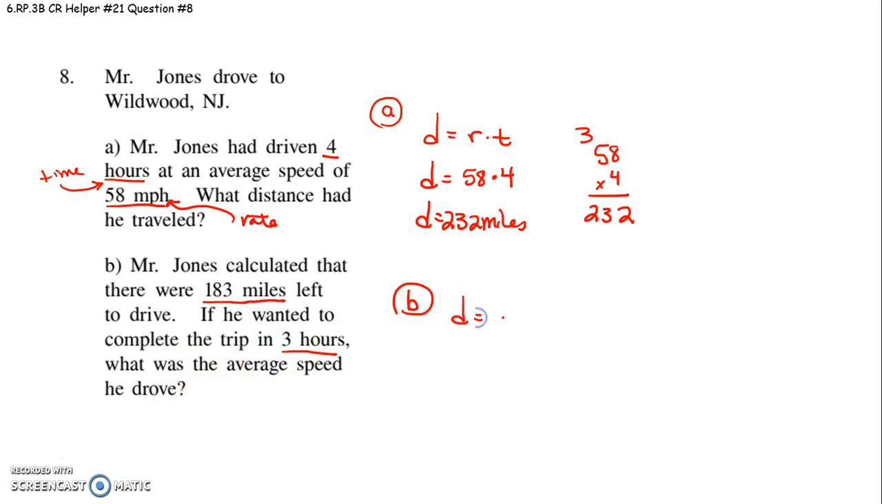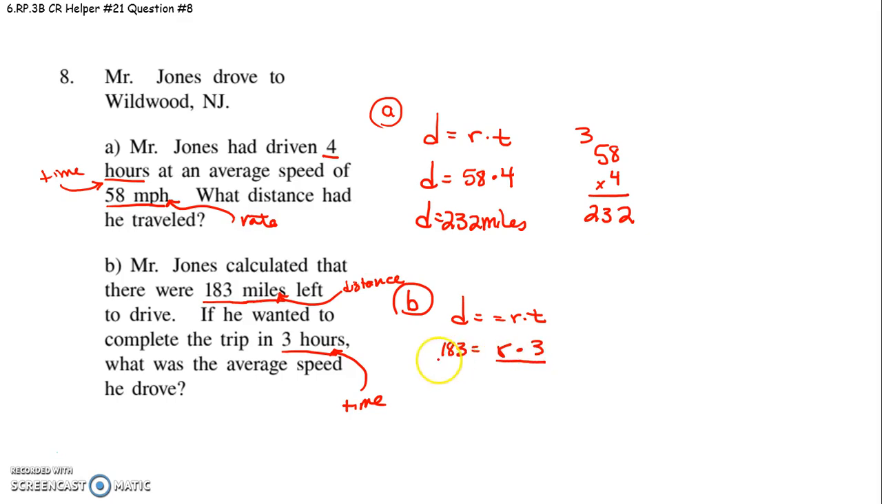Okay, again, we can use distance equals rate times time. This time, your distance, which is measured in miles, is 183. And our time is measured in hours. And we'll figure out what the rate will be. How many miles do you have to travel per hour if you want to get there in 3 hours? So you take your 183 equals rate times your time of 3 hours.